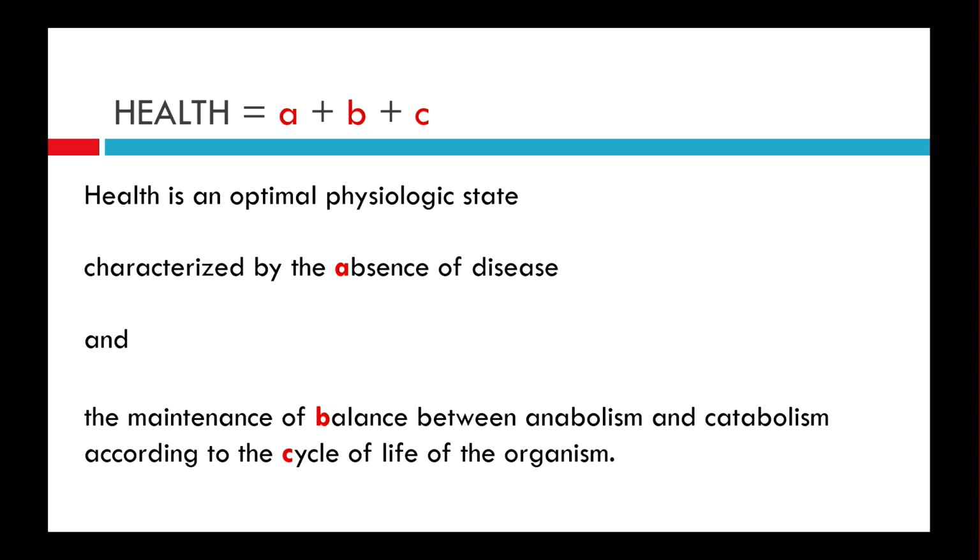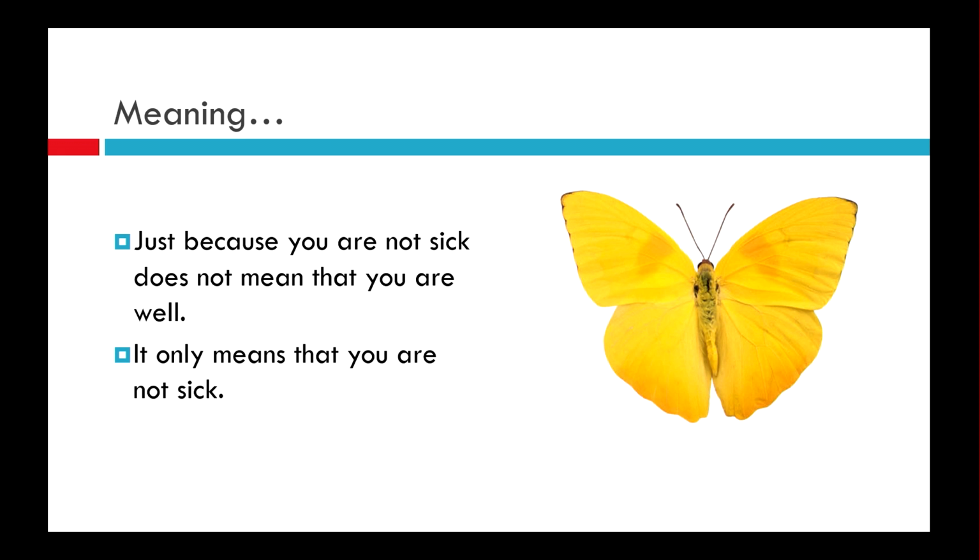So health is an optimal physiologic state characterized by A, the absence of disease, which is the purview of illness medicine, and B, the maintenance of balance between anabolism, which are processes that make things grow, and catabolism, which are processes that destroy. Like, for example, when you eat, your food gets catabolized, right? According to C, the cycle of life of the organism, and this is the purview of health optimization medicine. Meaning, just because you're not sick does not mean that you're well, it only means that you're not sick.